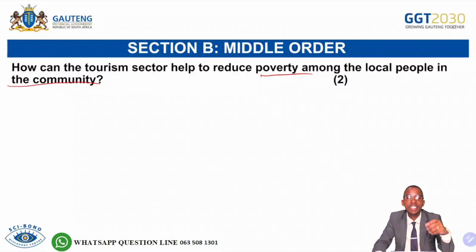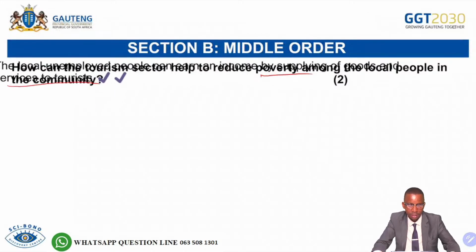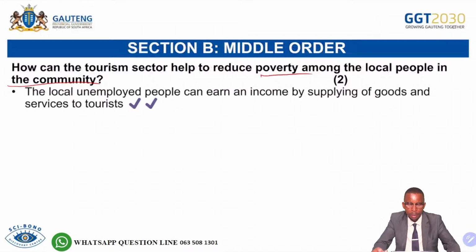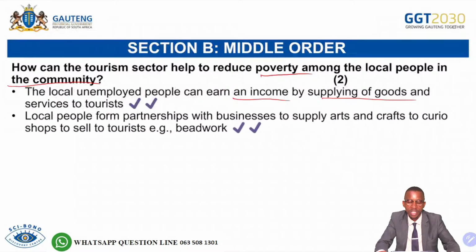There will also be self-employment opportunities in the informal sector. People will be involved in activities that allow them to start their own businesses in the area, so that they will be able to sell their products to tourists. So that will be increasing the level of income within the community and resulting in poverty alleviation. So let's check what is being mentioned in the responses. The local unemployed people can earn income by supplying goods and services to tourists. Those ones are the ones that will be self-employed.